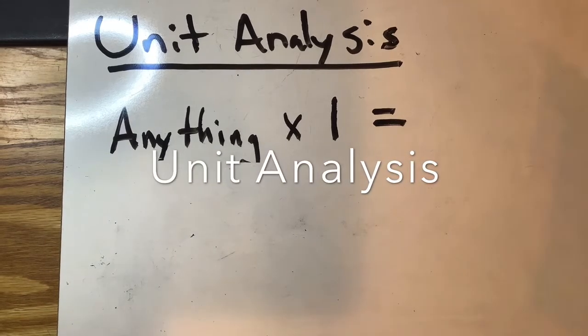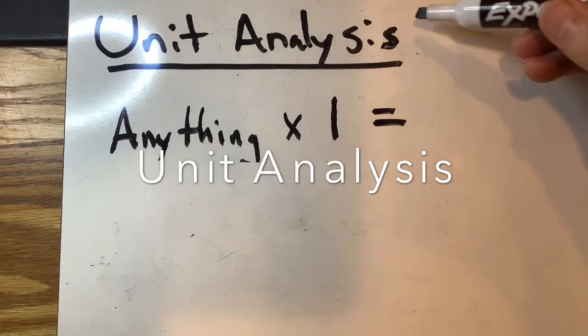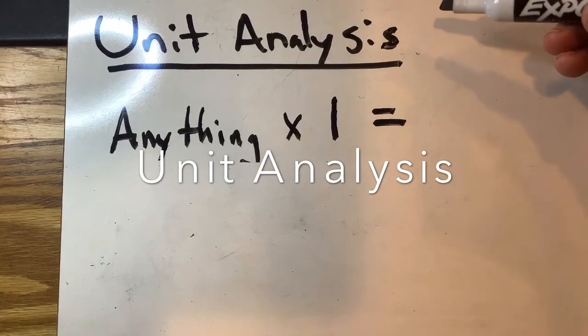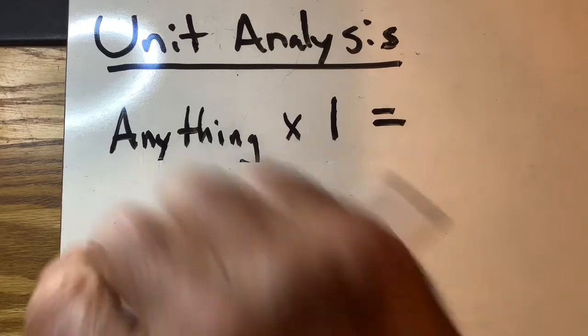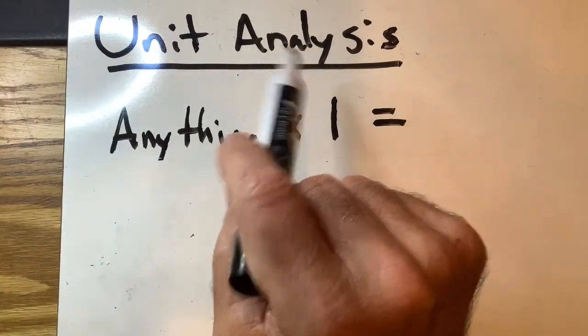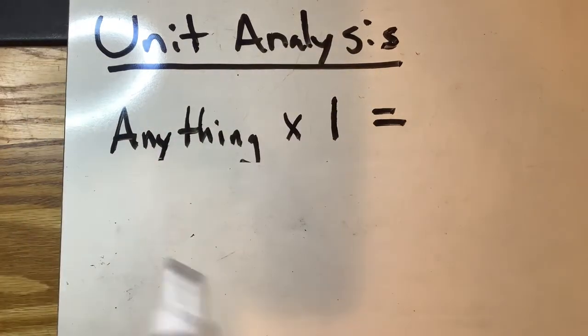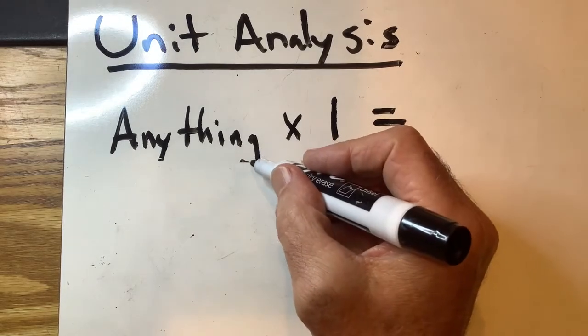All right, class, today I want to talk about a thing called unit analysis. It sounds kind of scientific, but it just means changing from one unit to another. So it could be from metric to metric, so kilometers to meters, or it could be from metric to English or vice versa. So we're going to go through some rules on this and what it's based on.